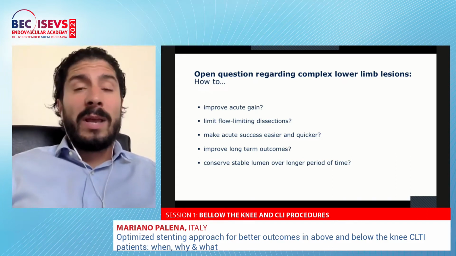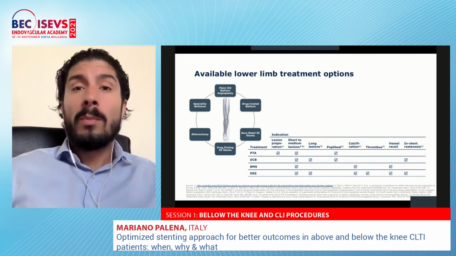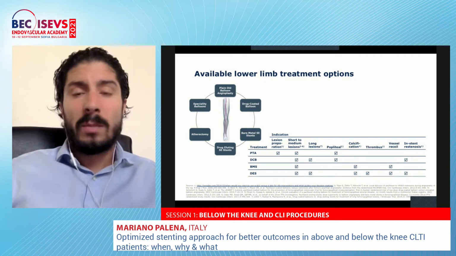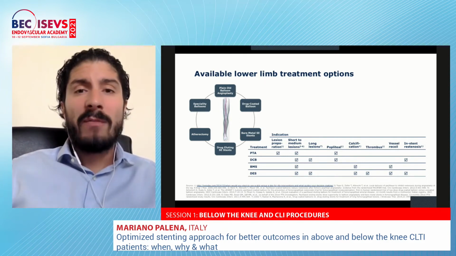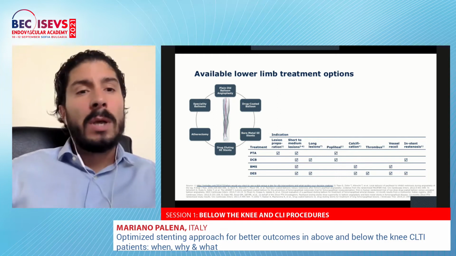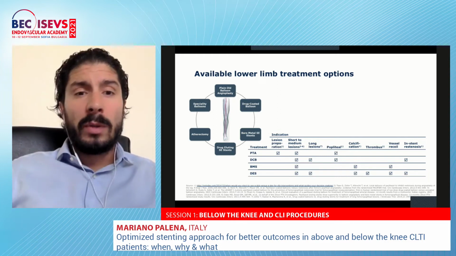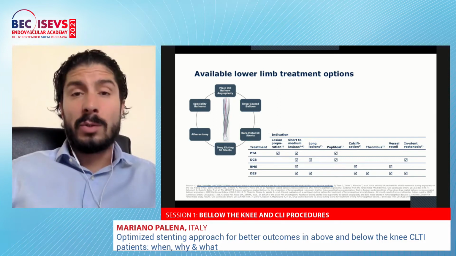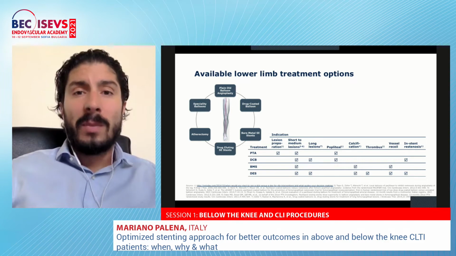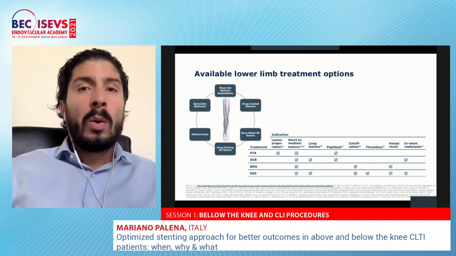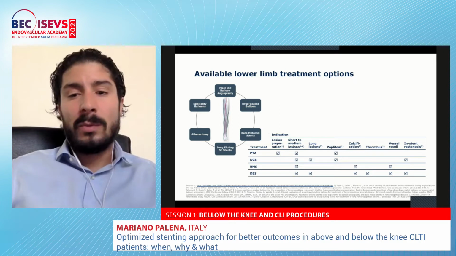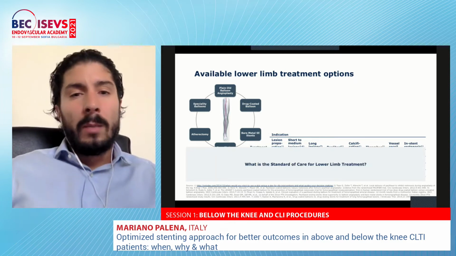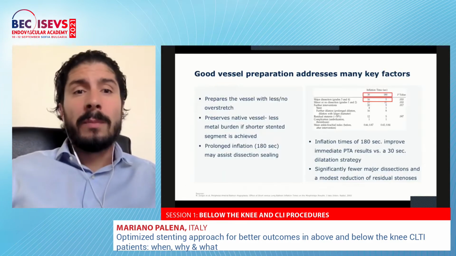For sure, we have multiple treatments and multiple devices available, but in my personal opinion, not every device is adapted or indicated for every type of lesion. What we can do is plain balloon angioplasty, drug-coated balloons, bare metal stent, drug-eluting stent, atherectomy, some special stent like mimetic technology, and we can also combine some special balloons. But what is the standard of care?